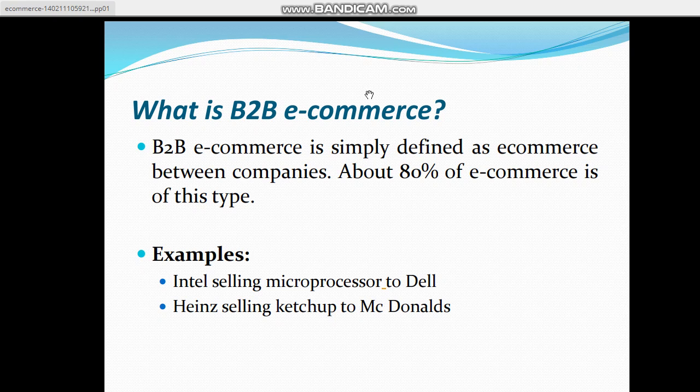And what are the types of e-commerce? First of all, B2B e-commerce. What is B2B e-commerce? B2B e-commerce is simply defined as e-commerce between companies. About 80% of e-commerce is of this type. For example, Intel selling microprocessors to Dell, or a company selling ketchup to McDonald's.